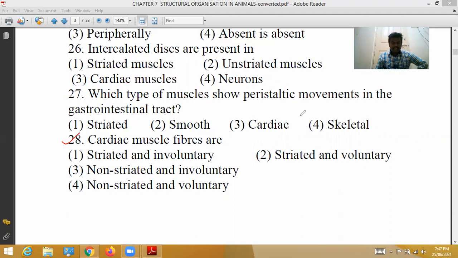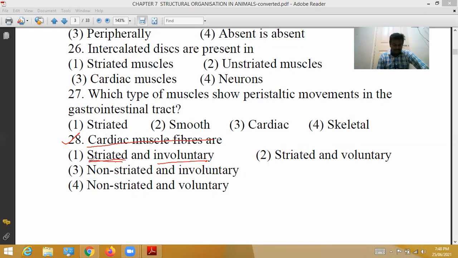Next, 28. Cardiac muscle fibers are... See, cardiac muscle fibers are striated and involuntary. Cardiac myofibrils have transverse faint dark and light bands which alternate with each other. Cardiac muscles are involuntary in function.